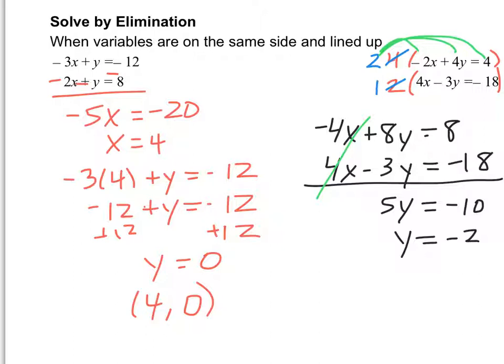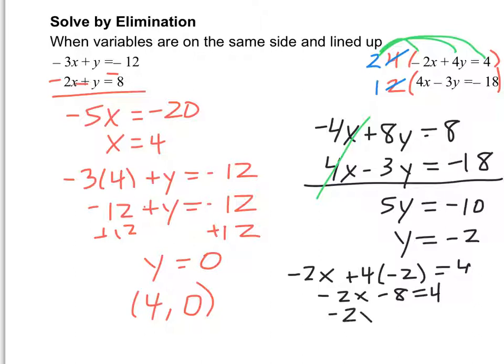So I'm going to substitute it into the first equation. Negative 2x plus 4 times negative 2 equals 4. Negative 2x, 4 times negative 2 is negative 8 equals 4. So negative 2x equals 12. X equals negative 6. So my point is negative 6, negative 2.